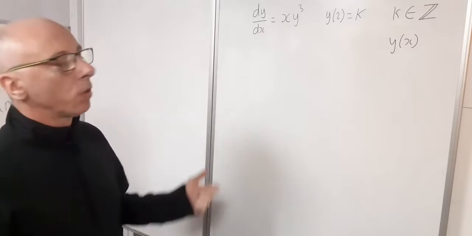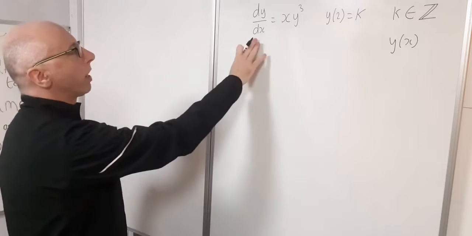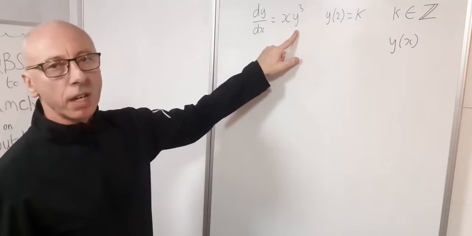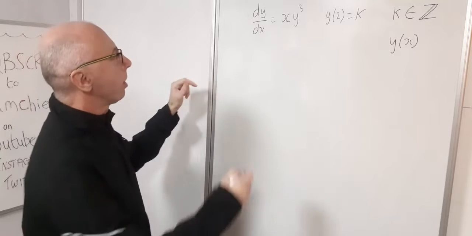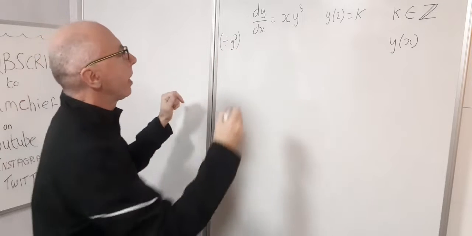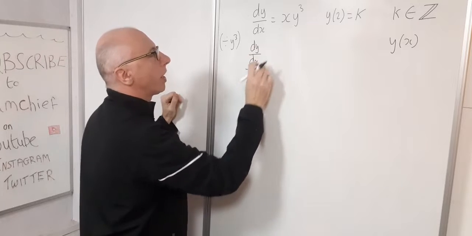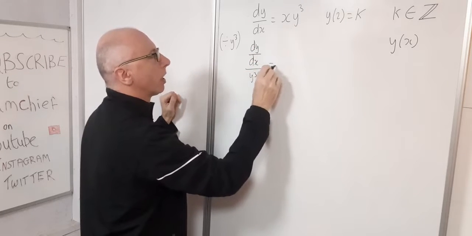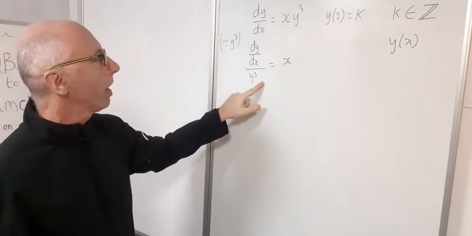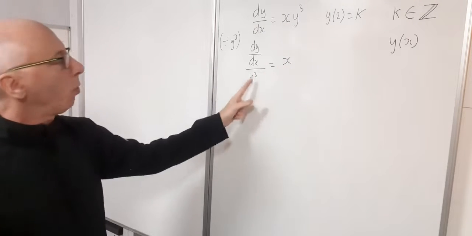Okay, so first of all, let's get straight in and try and solve this equation. We want our y's on this side and our x's on this side. Well, x is fine. So let's get rid of this y cubed on the right hand side by dividing everything by y cubed. Now we have dy/dx divided by y cubed, and that equals x. Dividing by y cubed just gives a 1 on this side. Now we've got our x's here, y's over this side.